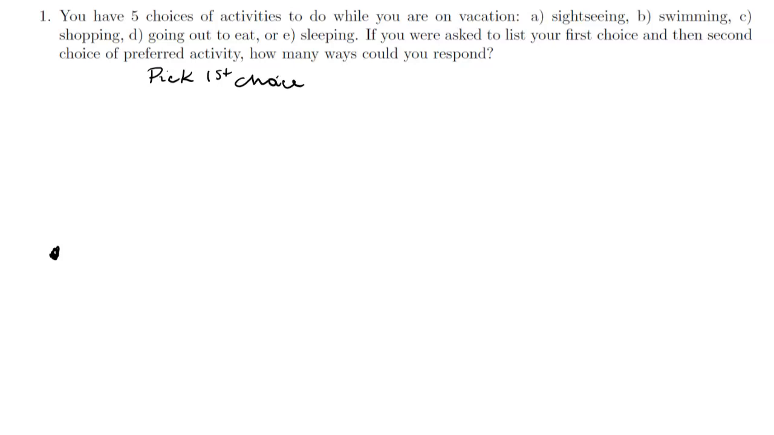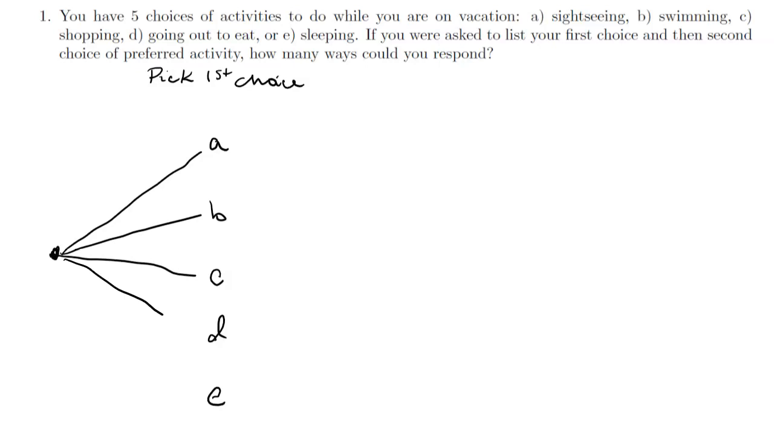If we think about how we can do that, well, we could pick A, sightseeing, or we could pick B, which was swimming. We could pick C, we could pick D, or we could pick E. Any of those 5 choices could have been my first choice of activity. So we'll draw a branch going to each of those. Now let's think about if I had chosen A as my first choice. Next I have to pick my second choice.